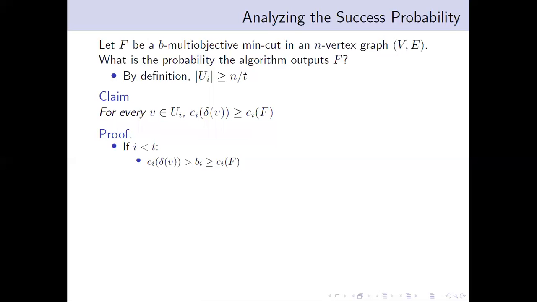To prove this, we consider two cases. If I is less than t, then v is I-infeasible. So the cost of delta v is at least bi, while since f satisfies all the budgets, the cost under I of f is at most bi. On the other hand, if I equals t, then delta v and f both satisfy all of the budgets. But since f is a min CT cost cut satisfying all the budgets, the CT cost of f must be at most the CT cost of delta v.